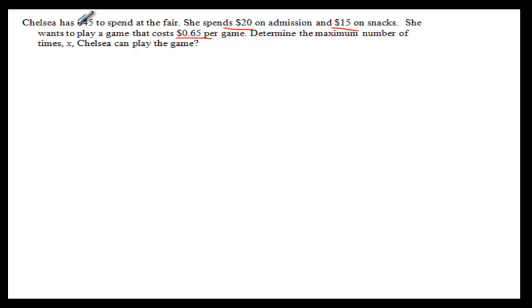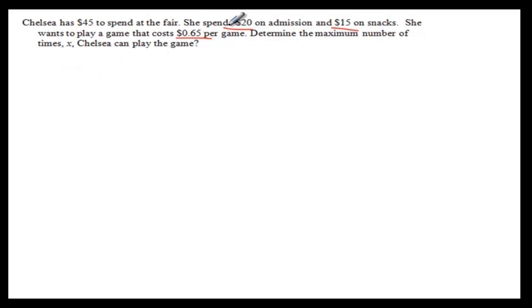Okay, she has $45, and the amount of money she spends that day must be less than or equal to $45. It cannot exceed the 45. Let's set up the inequality. x is the maximum number of times she can play the game, so the number of games.